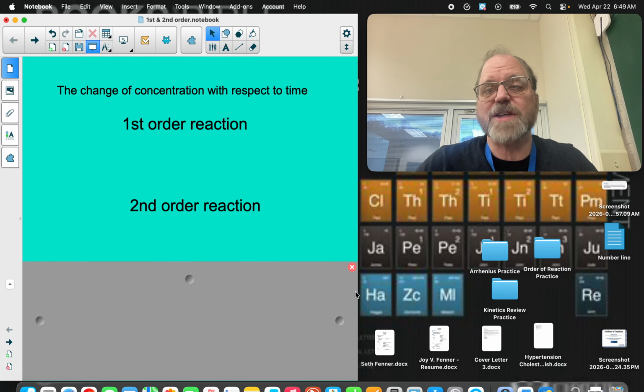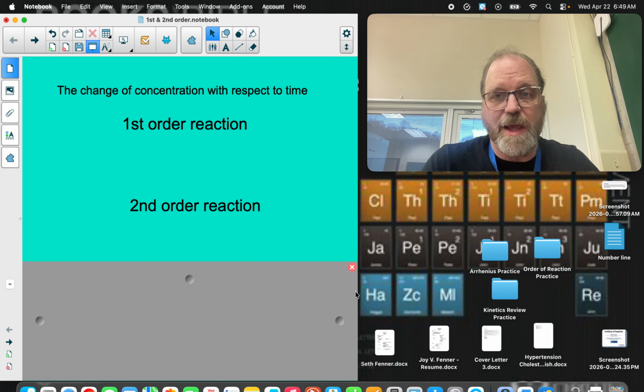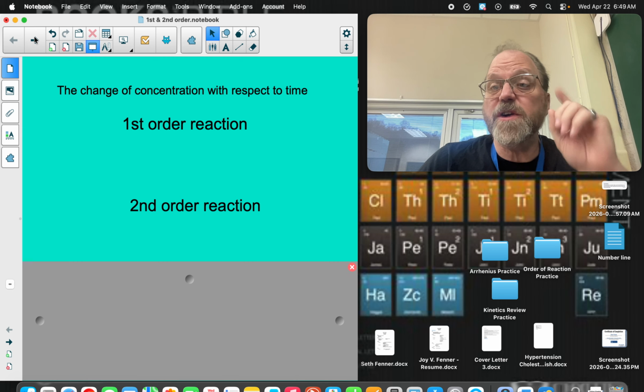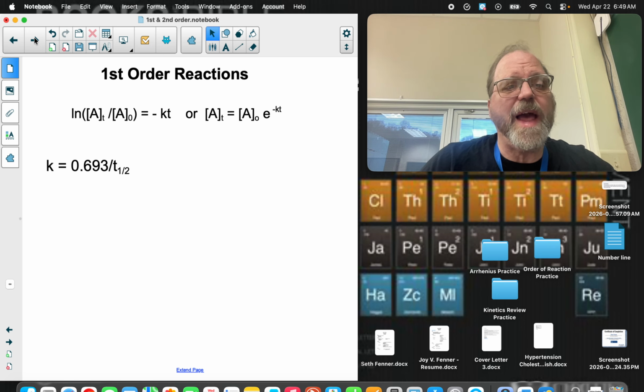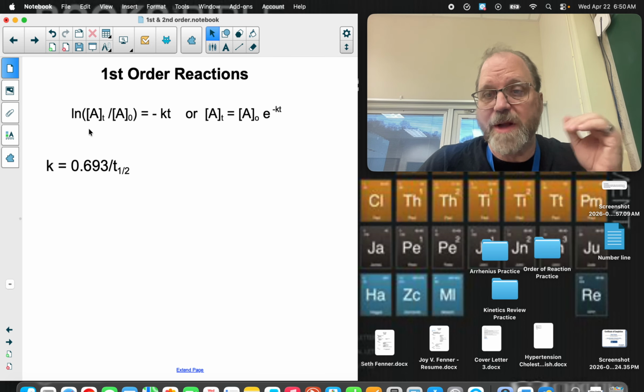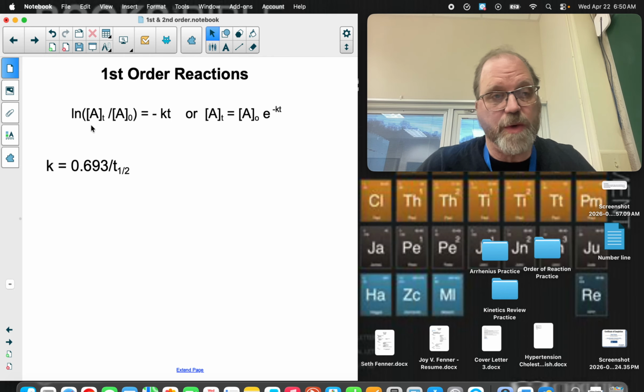Now, these two reactions have specific formulas, specific equations that we use consistently, always, to determine the relationship of time and concentration. All right, now the first one we've already seen. If you remember going back to Chem 1, we looked at radioactive decay, and radioactive decay is an example of a first order reaction. So there's two different ways we can solve it.